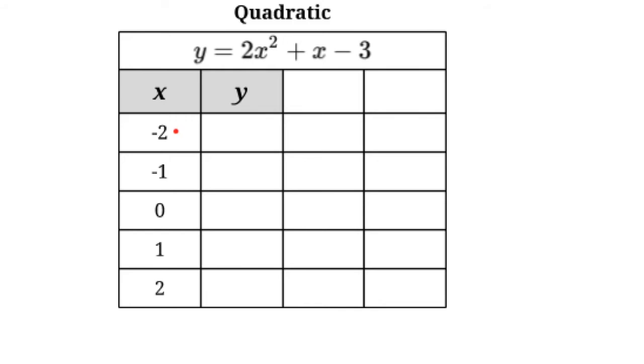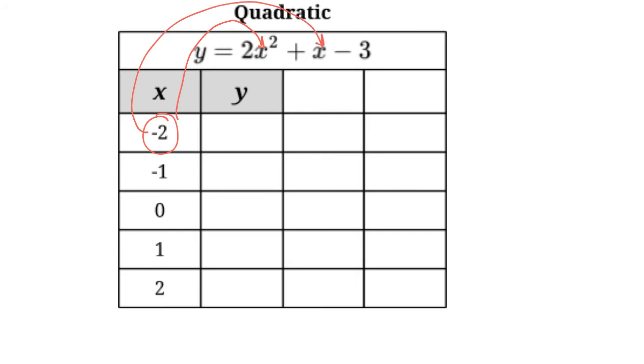Same idea, we are given a set of x values. We need to input them or substitute them into our given equation in order to calculate the corresponding y values. So be careful with this, because now you've got 2 places in the equation where you have to input your x values. So this would now read as 2 multiplied by -2 squared plus -2 minus 3.